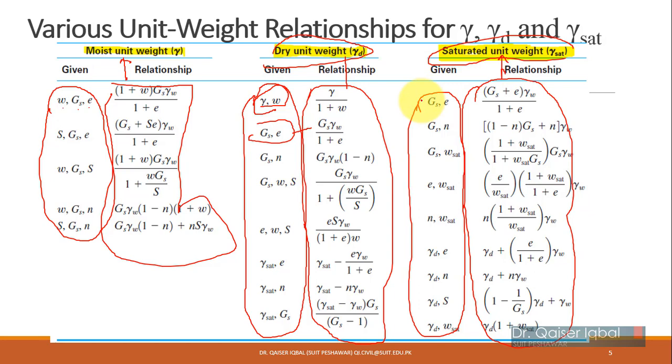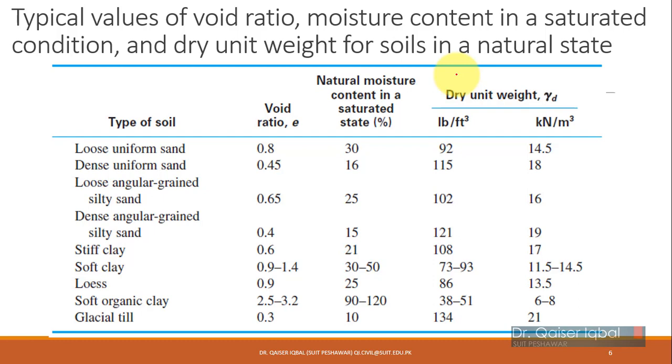So you need to know that if the properties are given, you need to play around with these correlations and determine the required property, whether it's moist unit weight or bulk unit weight or dry unit weight or saturated unit weight. Some typical properties are given in the following, in case you have a particular property already measured and want to know whether it is relevant, or how much unit weight or void ratio or moisture content or dry unit weight you are expecting for a particular soil.